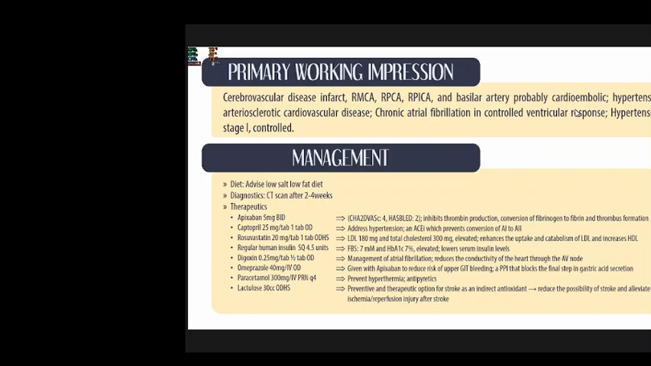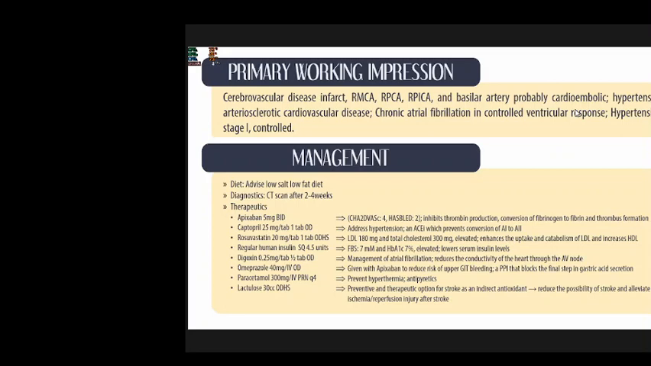For the therapeutics, my patient was given apixaban 5 milligrams since his CHA2DS2-VASc score is 4 and HAS-BLED score is 2. For the mode of action, apixaban inhibits thrombin production, the conversion of fibrinogen to fibrin, and thrombus formation. The patient was also given captopril 25 milligrams to address hypertension, and rosuvastatin since his LDL was 180 milligrams and total cholesterol was 300.